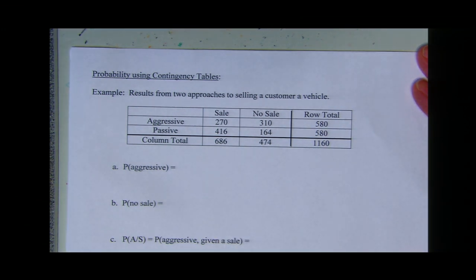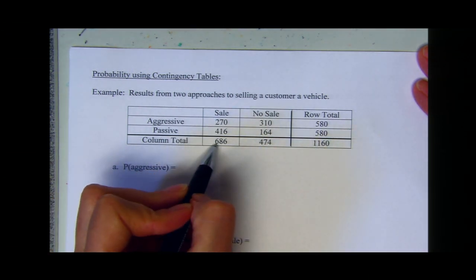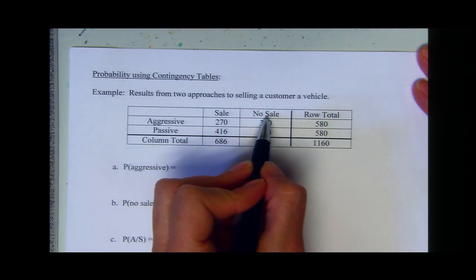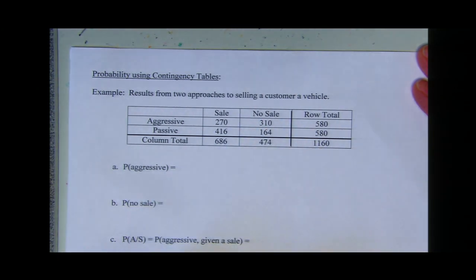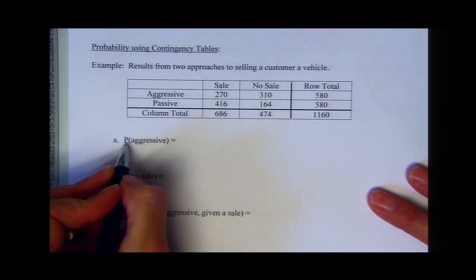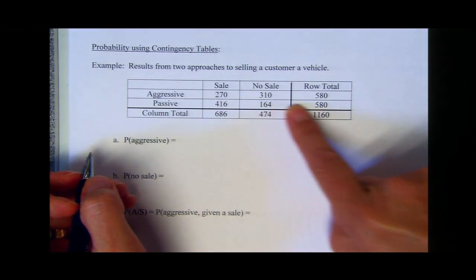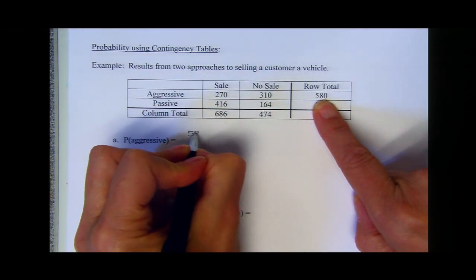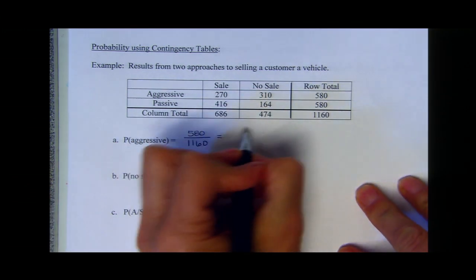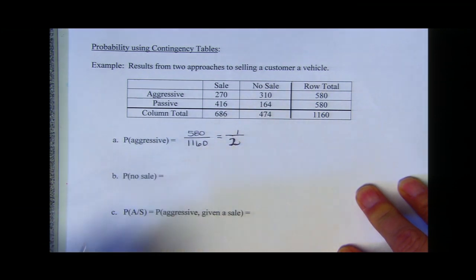Now our columns is, of those 1,160 customers, 686 of them bought a car, 474 of them did not buy a car. Now these numbers we'll talk about here in a little bit. Okay. So, this says, what is the probability a customer was approached aggressively? So I look at aggressive and I go to the total. There were 580 of the 1,160 that were approached aggressively. And that simplifies to 1/2, or you could put 0.5.